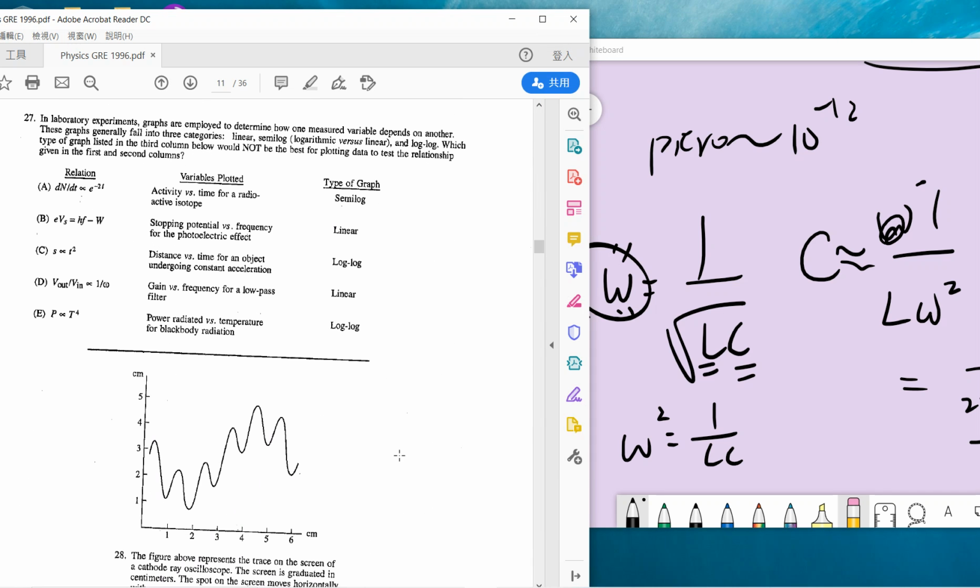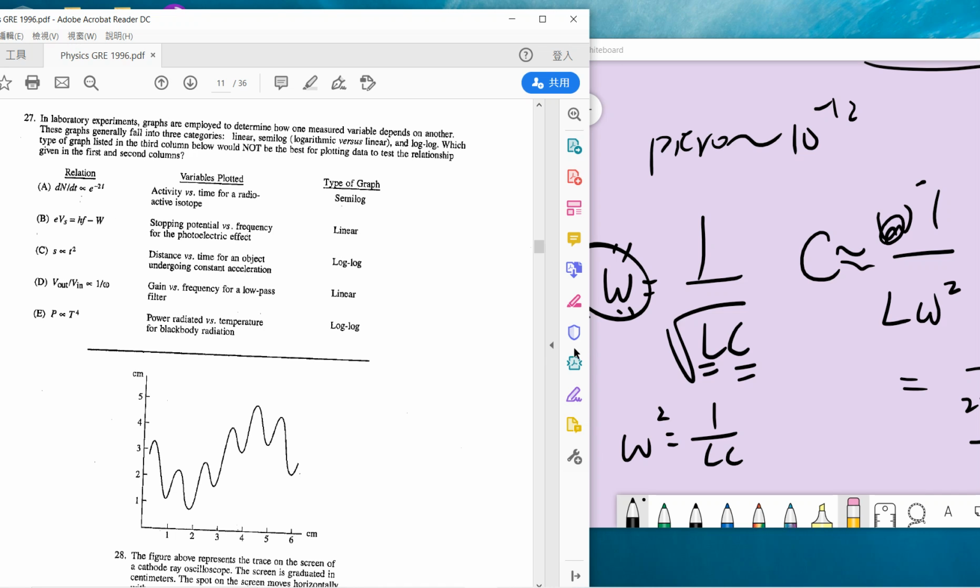Okay, 27. Some plots, and he asks you which one is correct. The first one, dN over dt is exponential minus 2d. This is called semi-log. This is correct because there are exponential terms. So when we take a log on this part, then you can get minus 2d. And B, linear equation. Vs and F are linear. So use linear, good.